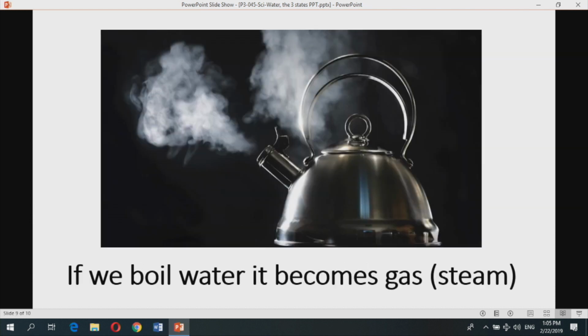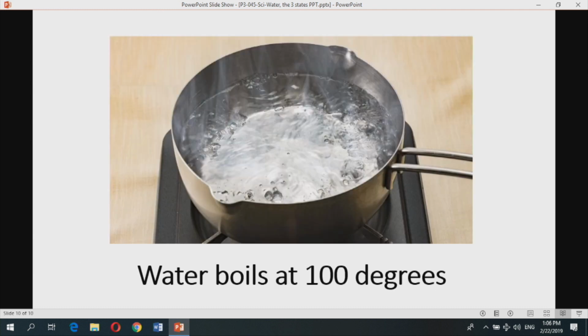If we boil water, it becomes gas in the form of steam. Like we learnt in the previous lesson, we turn on the kettle and after a little while the water will heat and boil, and then it will come out of the kettle as steam. Water boils at 100 degrees.